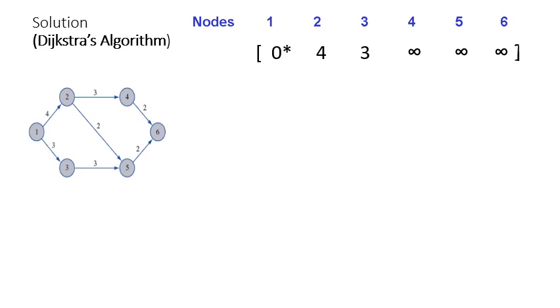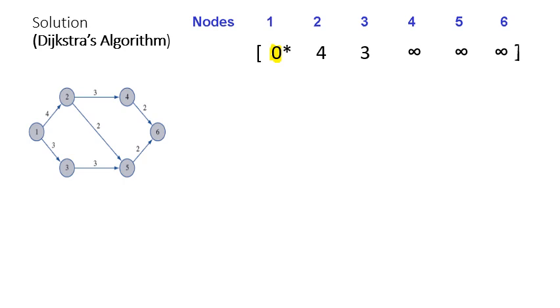So how to start? First, we're thinking that our position currently is at node 1. So the distance from node 1 to itself is 0, right? Because we are at this node, so the distance from this node to this node is 0. And then you need to think about which node is directly reachable from our current position.